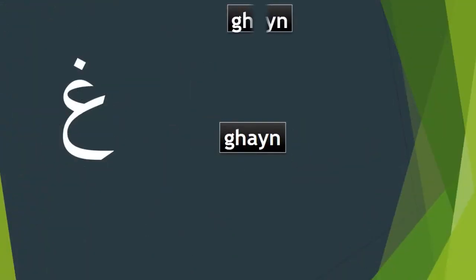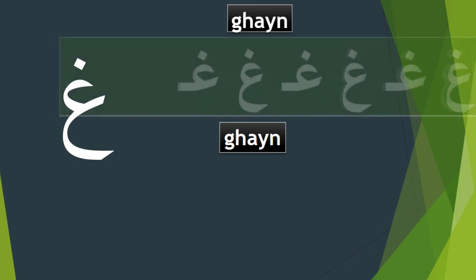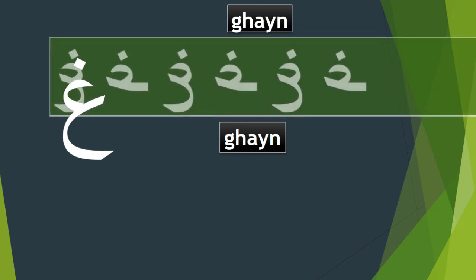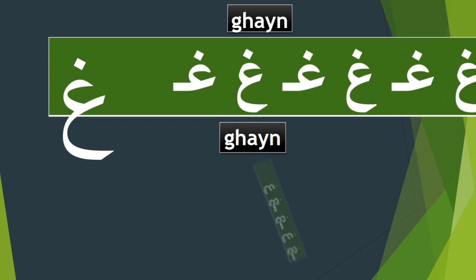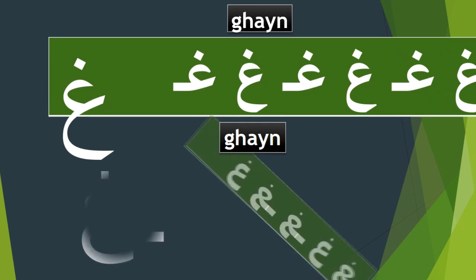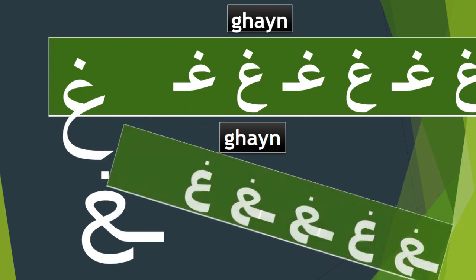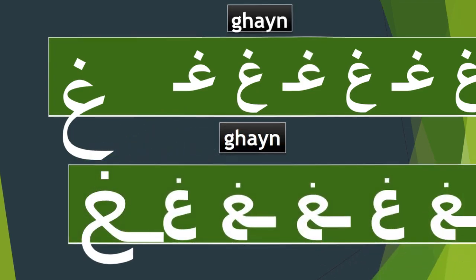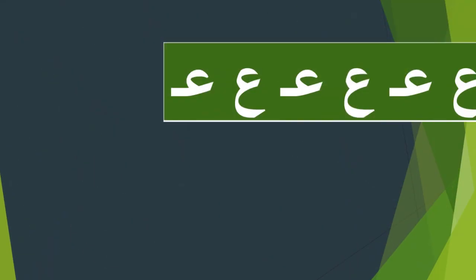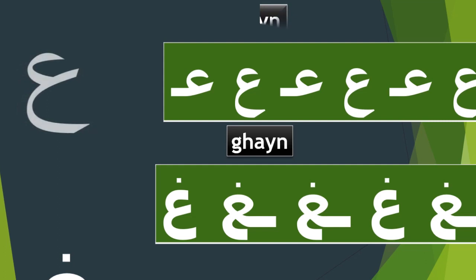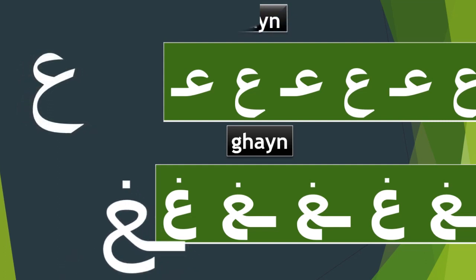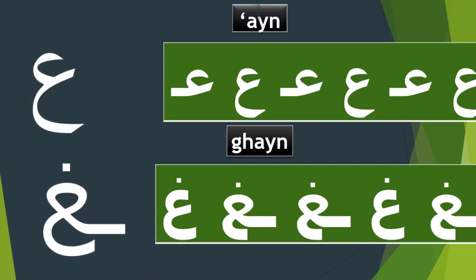غين. The غين is similar in shape to the letter عين. The only difference is that the غين has a dot on top while the عين has none. The عين and غين have no direct equivalent in English. Their sounds are not familiar to most non-Arabic speakers. You need to listen carefully.